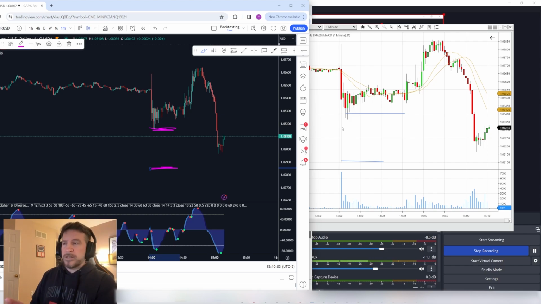I talk about this in my Discord. I talk about this in the little mini course that I made. This is a wick fill. Price likes to gravitate, not all the time, but in a lot of cases, there's a higher probability that price is going to want to come down and try to get this wick here.